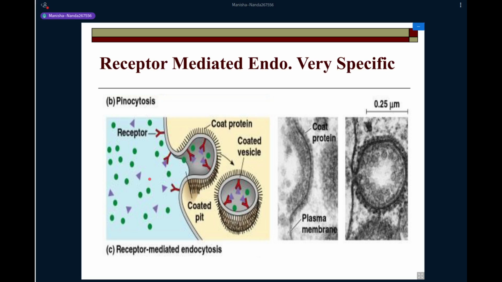So this is all an introduction to transport across membrane. What are the different processes? What are the fundamental things that you should know? What are the different types of transport that different membranes can perform?